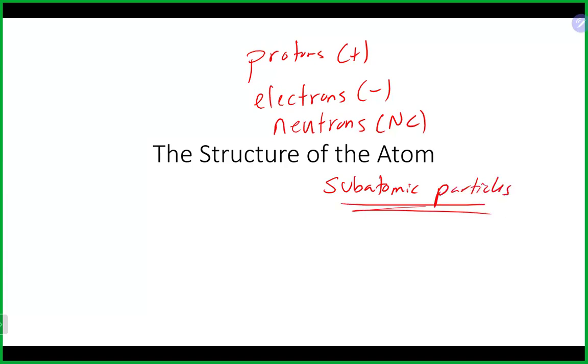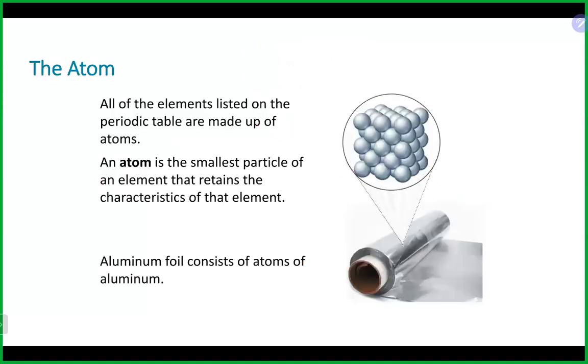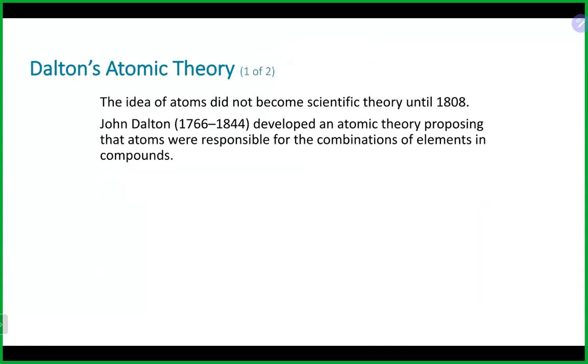And atoms are extremely small, but they still have this internal structure, which again are made up of these protons, electrons, and neutrons. So let's talk a little about some of that stuff. Atoms of a particular element will all be like aluminum atoms here, for example. And again, they have similar characteristics because they're all the same element along the way.